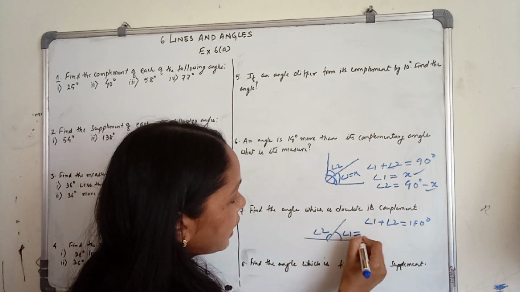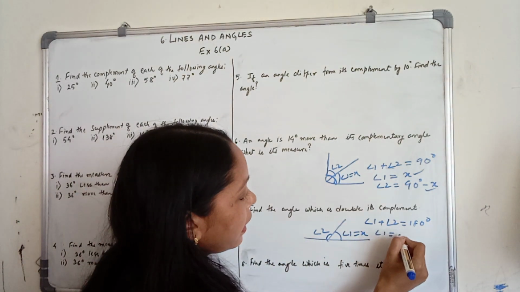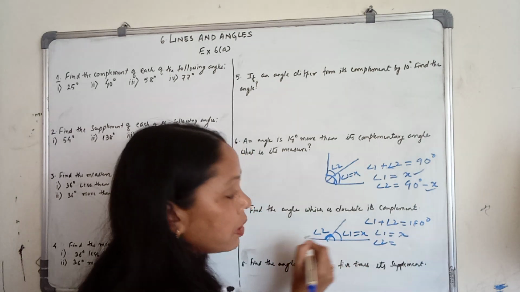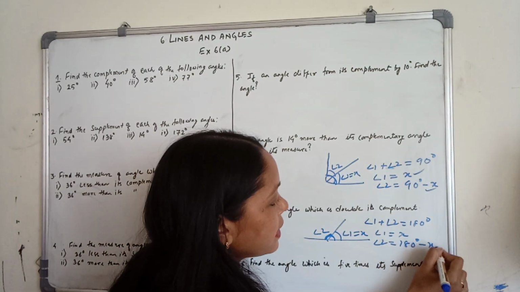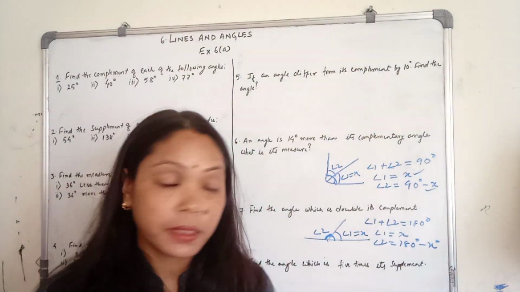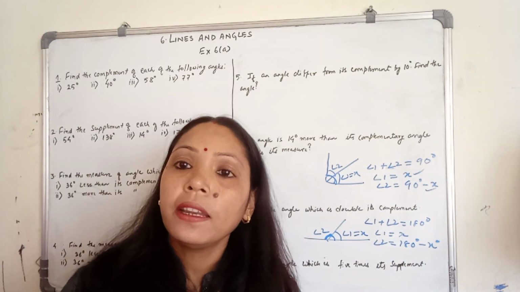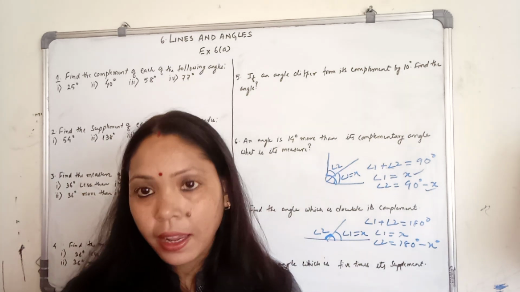Now again if you take angle 1 as x, then angle 2 will be, this total will be 180 degree. So this one will be 180 degree minus x degree. So x and 180 degree minus x are the supplementary angles.